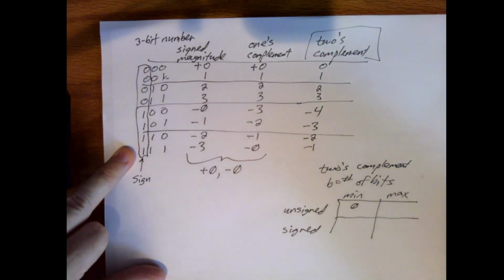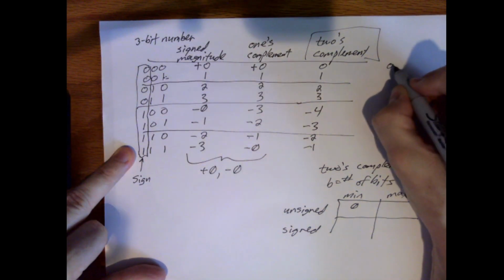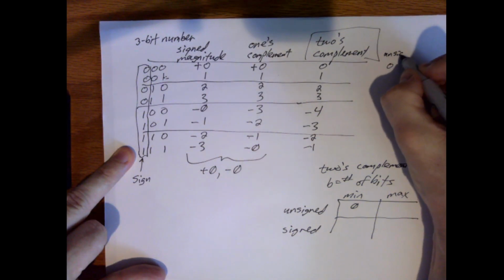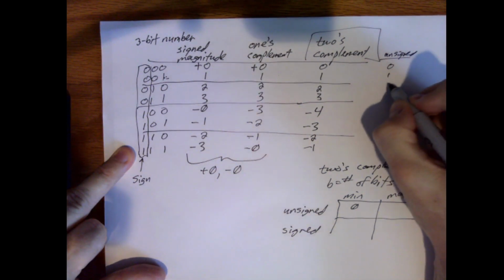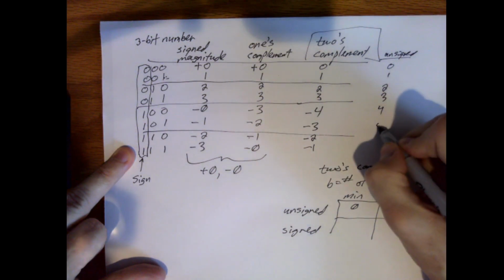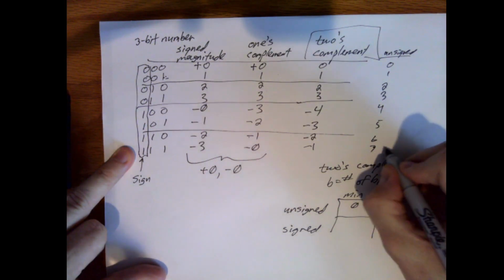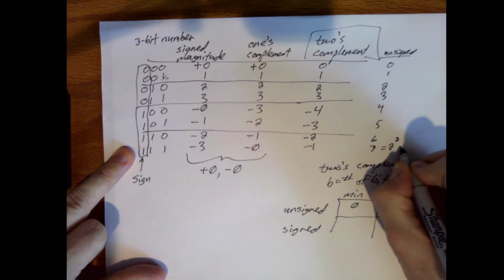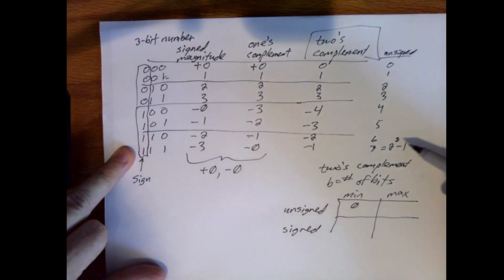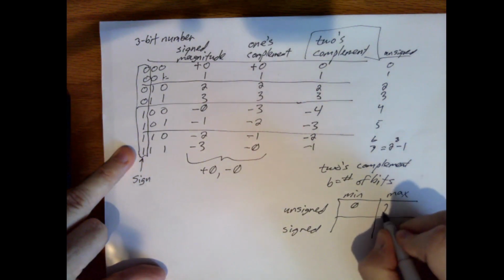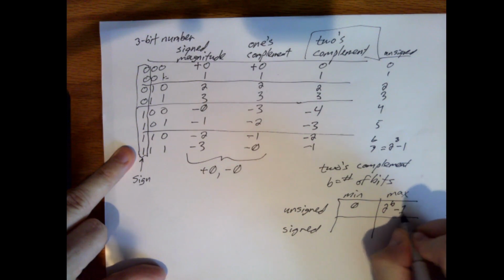And what is the max? Well, the numbers would have been, so this would be 2's complement unsigned, 0, 1, 2, 3, 4, 5, 6, 7. Notice here 7 is equal to 2 to the third minus 1. So we have 2 to the third bit arrangements, but since we start counting at 0, the maximum number doesn't make it to 8, it makes it to 8 minus 1. So this is 2 to the B power, and then subtract 1 from it.